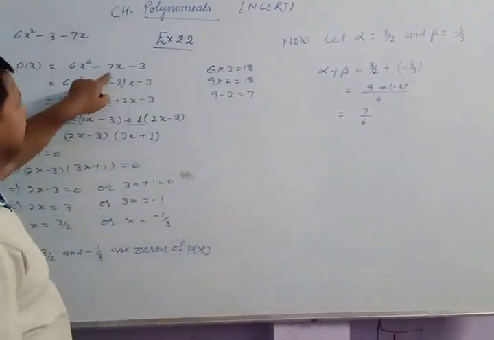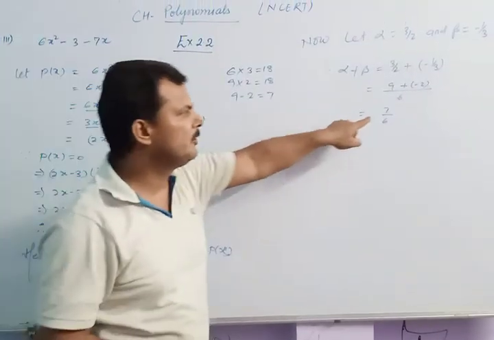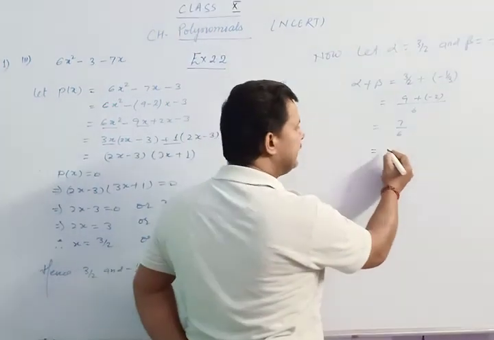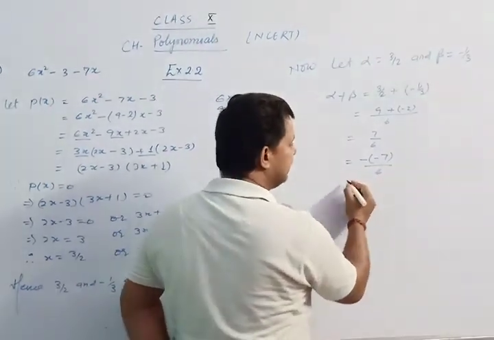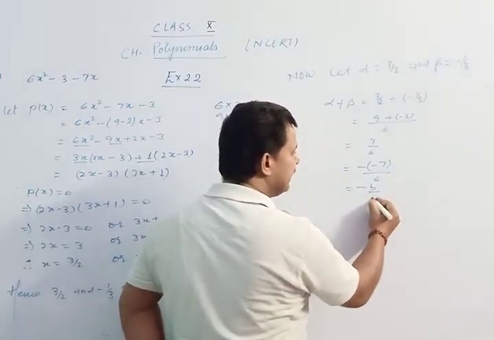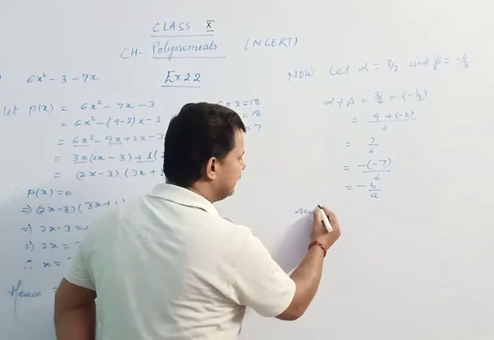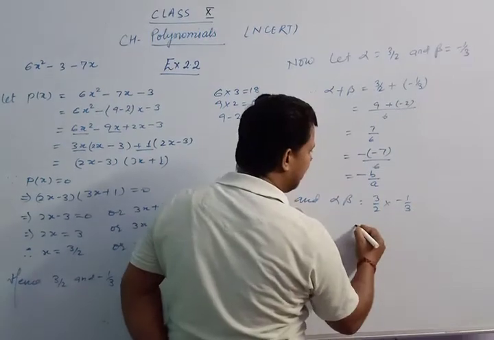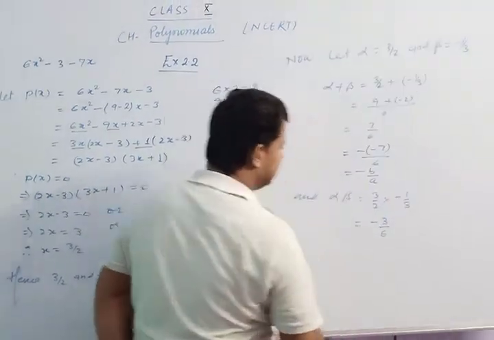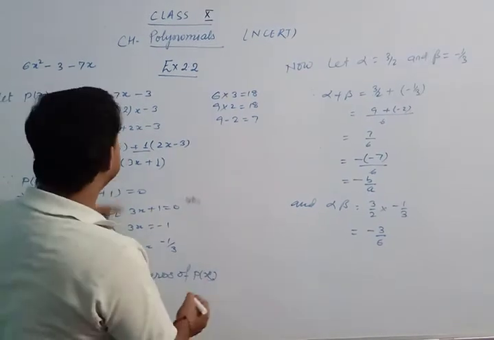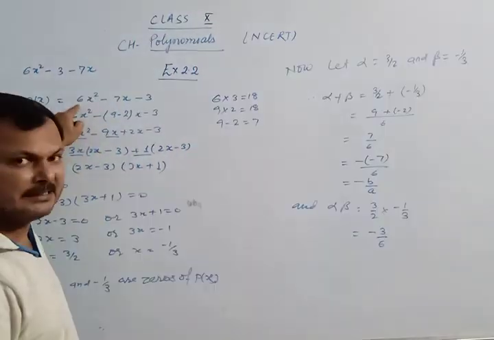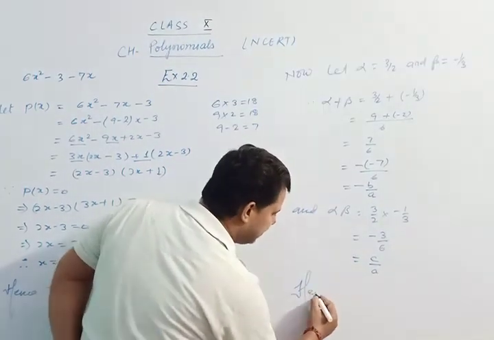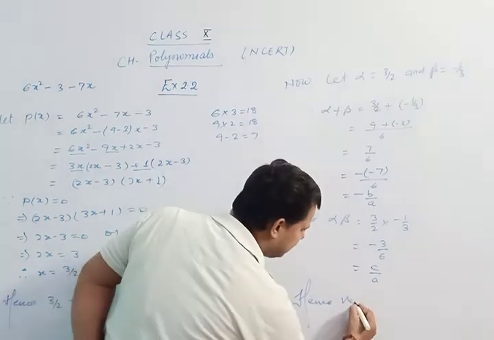Now come to the question. Here the b value is negative, but here it is positive. The 7 can be written as minus into minus 7. So we can write minus into minus 7 upon 6. And instead of minus 7, we can write b and for 6 here a. And alpha into beta. Alpha is given 3 by 2 and beta is given minus 1 by 3. Now multiply. Minus 3 by 6. You observe? The minus 3 is the constant term and 6 is the coefficient of x square. So c by a. Then you have to write hence verified.